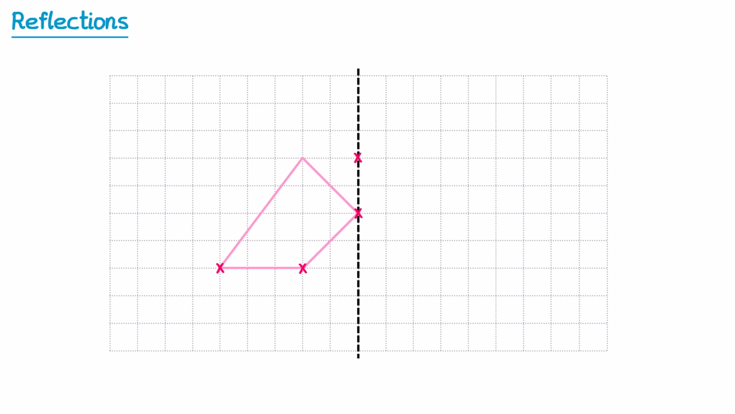This one is two squares away from the mirror line, so we go two squares past the mirror line. The one in the bottom right is also two squares from the mirror line, so we go two squares past the mirror line. And the one in the bottom left is five squares to the mirror line, so we go five squares past the mirror line. And the reflected shape will end up like this.